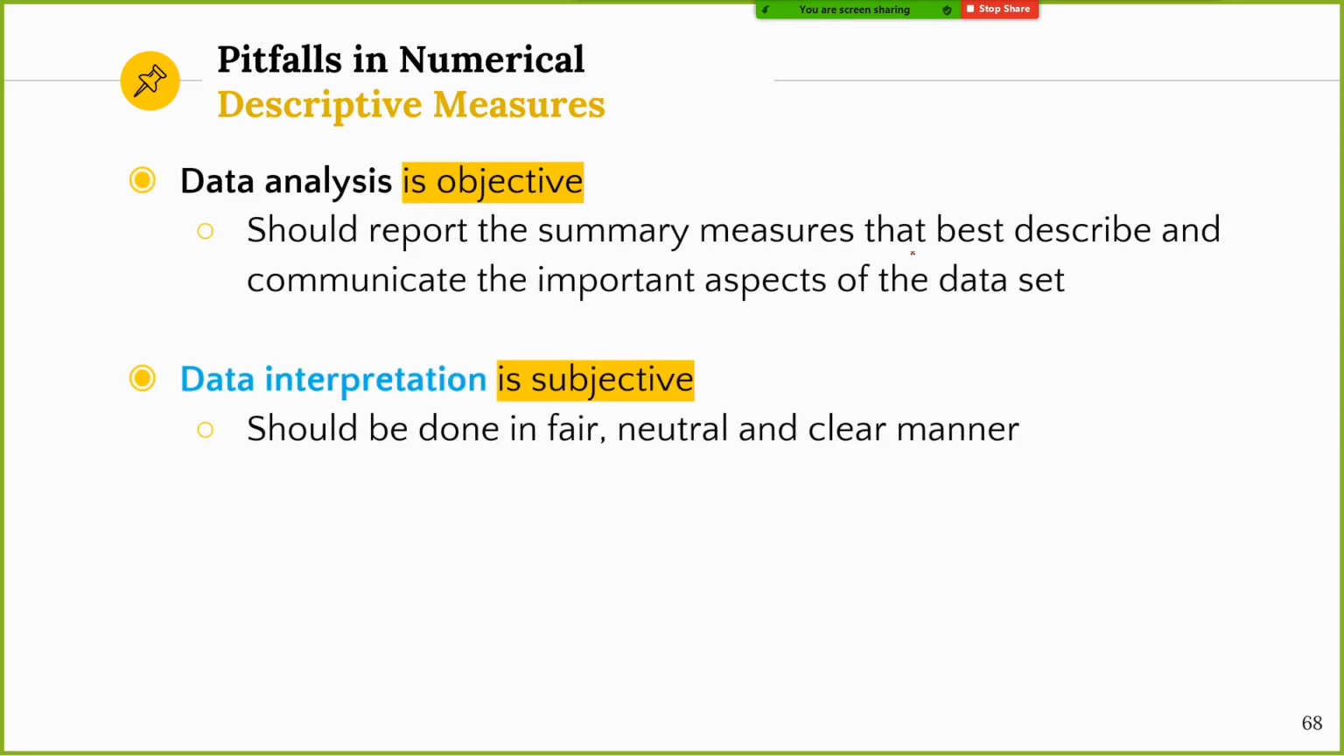Okay, so this is the last. We have the pitfalls in the numerical descriptive measures. Data analysis is always objective. What is subjective is your interpretation. So data interpretation is always subjective, and should be done in a fair, neutral, and clean manner.